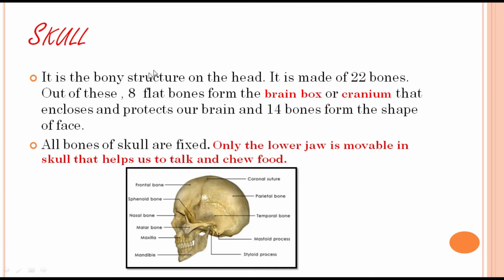You know that it is the bony structure on our head. It is made up of 22 bones. Means, see, this is the skull and it has 22 bones. Now, out of these, the 8 are the flat bones. Means this part. And it helps to form the brain box. And here are the 14 bones that form the shape of our face. Now all these bones are fixed on the skull. Only this lower jaw is movable because we have to talk and chew the food.